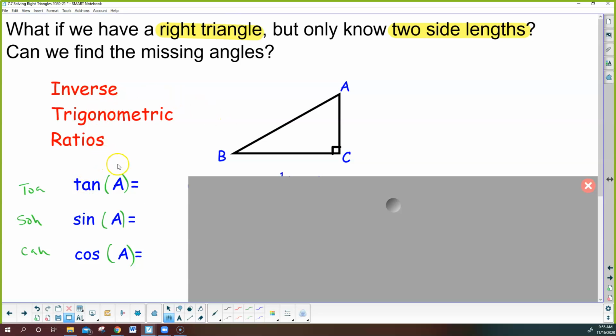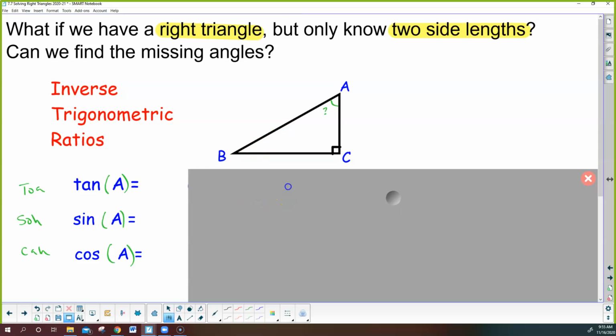So what we're going to do is, if I want to find the measure of angle A, I actually have three options. I could do tangent, sine, or cosine, but it depends on what the side lengths are. And in this case, we don't have any side lengths yet, so we're just going to give you the ratios. So how do we approach this?